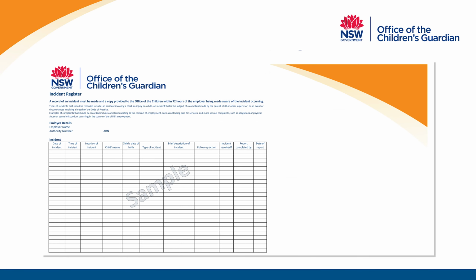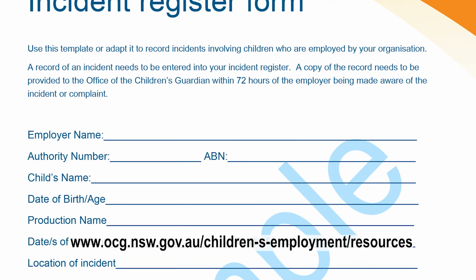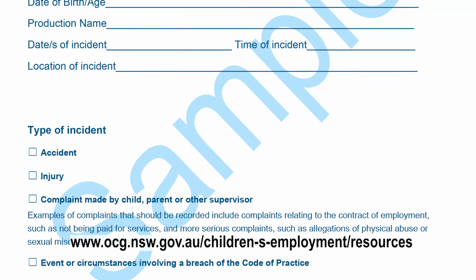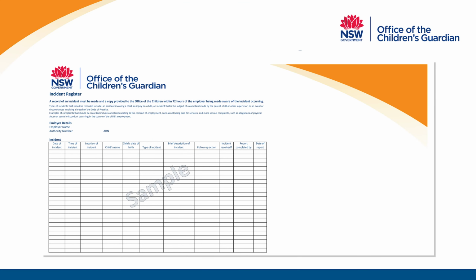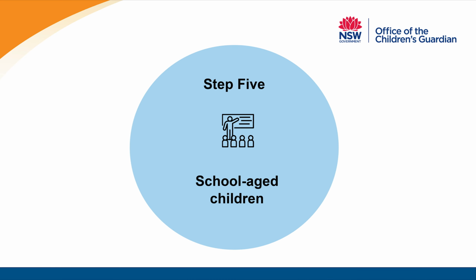Develop or download an incident reporting register. A template is available on our website. You must make a record of any incident or complaint involving a child during their employment in the register. You'll also need to send a copy to the Office of the Children's Guardian within 72 hours of when you became aware of the incident or complaint.